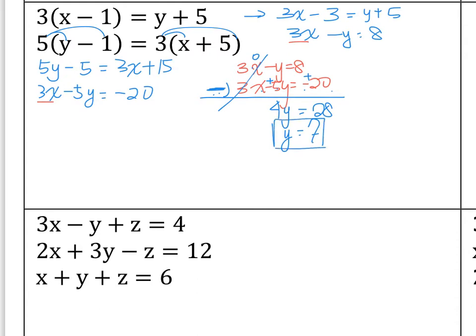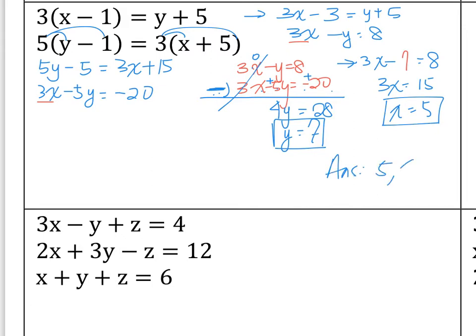Circle this. And now we're going to have to solve for x. And I'm just going to use the first equation, 3x minus y. I'm going to substitute 7 in for y. It's minus 7, and then we'll set it equal to 8. So 3x equals 15. And then x will give you 5. And then I can write my answer as (5, 7).